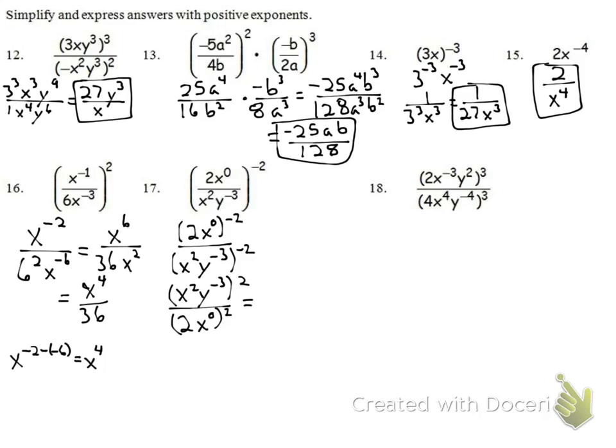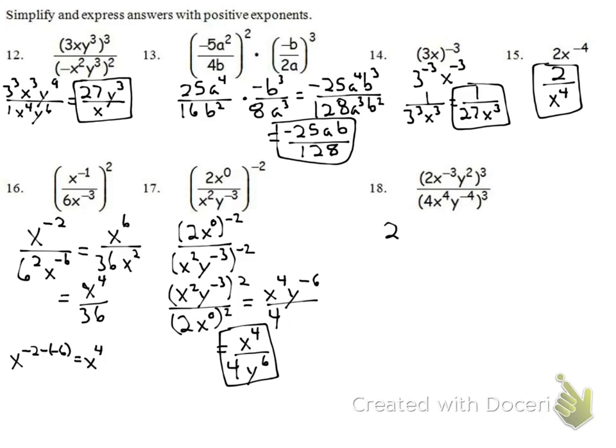So I get x to the 4th, y to the negative 6th, and on the bottom I get 4, it's 2 squared. Now x to the 0 squared, I'll multiply the exponent, so that's still going to be x to the 0, which turns out to be 1. So all we're left with here is x to the 4th stays on top, y to the negative 6th moves down, so it's x to the 4th over 4y to the 6th.